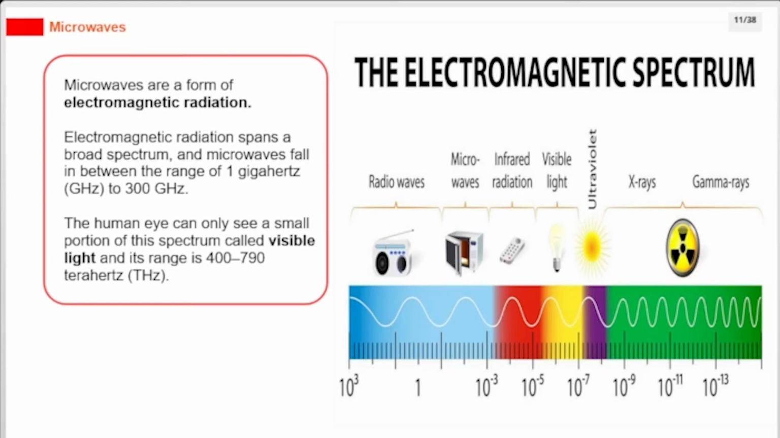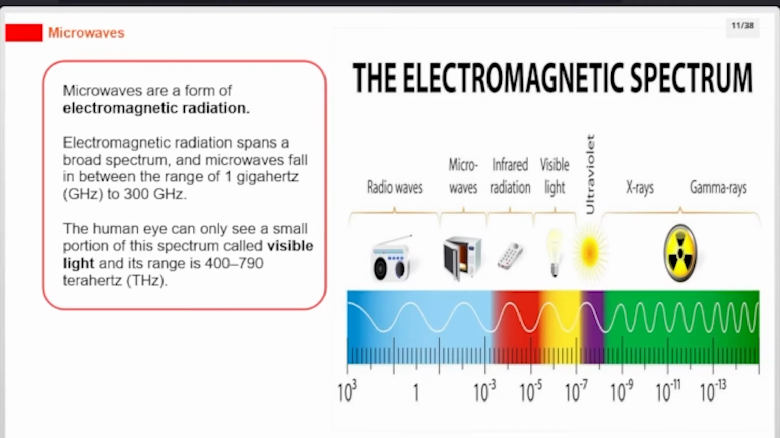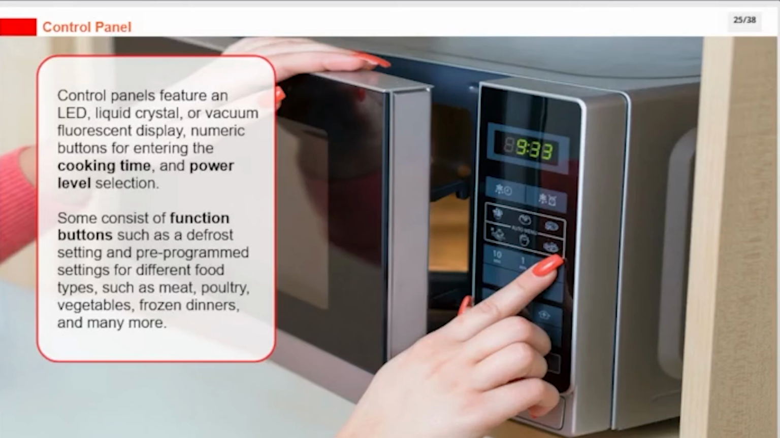Microwaves are a form of electromagnetic radiation. Electromagnetic radiation spans a broad spectrum, and microwaves fall in the range of 1 GHz to 300 GHz. The human eye can only see a small portion of this spectrum called visible light, and its range is 400 to 790 THz.